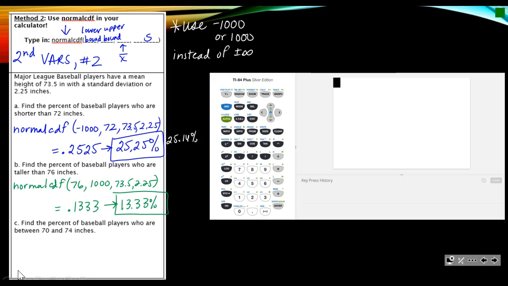And just as a reminder again, the answer we got on the previous slide was 13.35%. So very close, but not exactly the same.